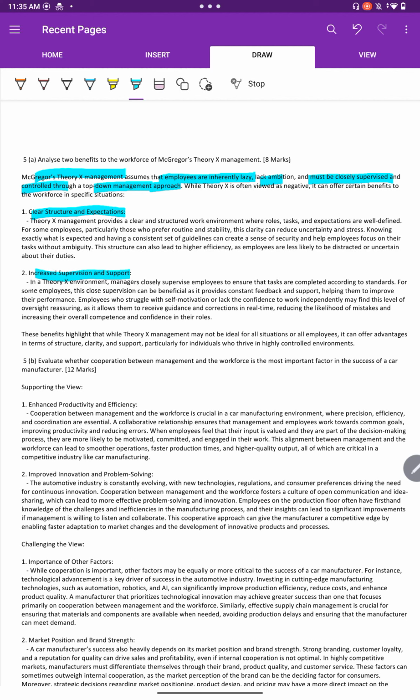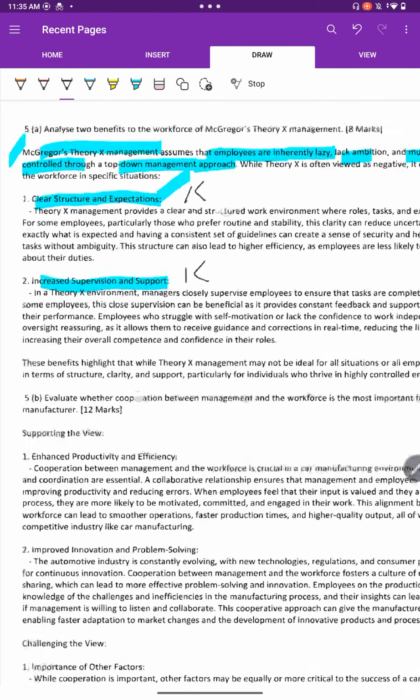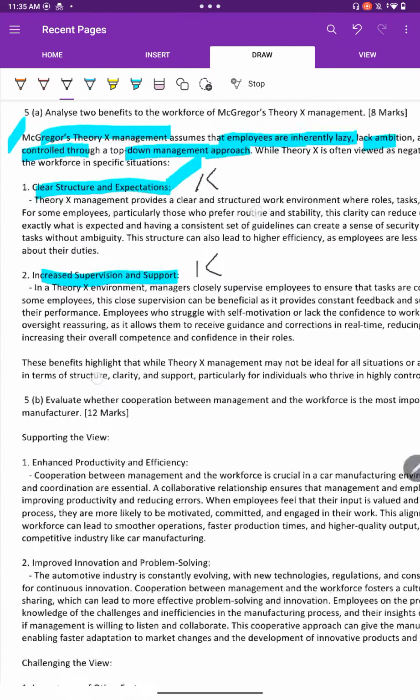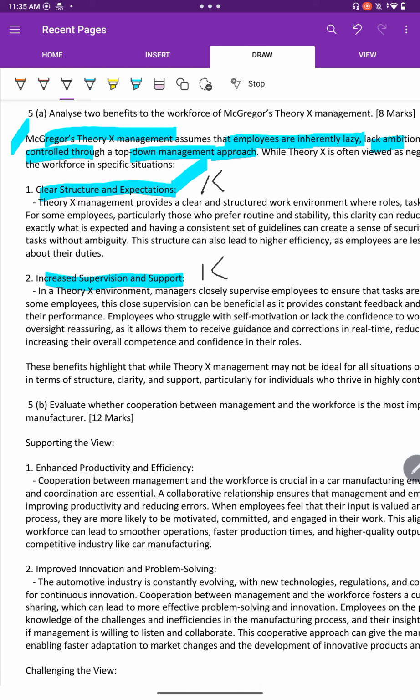So as you can see, I have explained its definition, what the theory X management is, and now I am going to write its benefits. This is my knowledge, and this is also my knowledge, in which I identify its benefit. So the first benefit of using the McGregor theory is that it would be giving you a clear structure and expectations. Theory X management provides a clear and structured work environment.